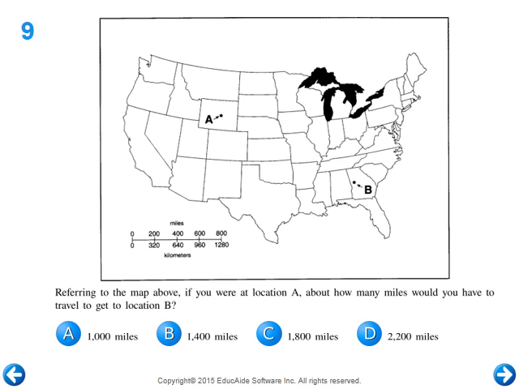And then 2 more inches would put us down into Alabama somewhere. It's probably looking at C. Ooh, they said B, 1,400 miles. Okay, now that's an estimation on this one. So you're going to have to take a close look at it and see how close you can get.